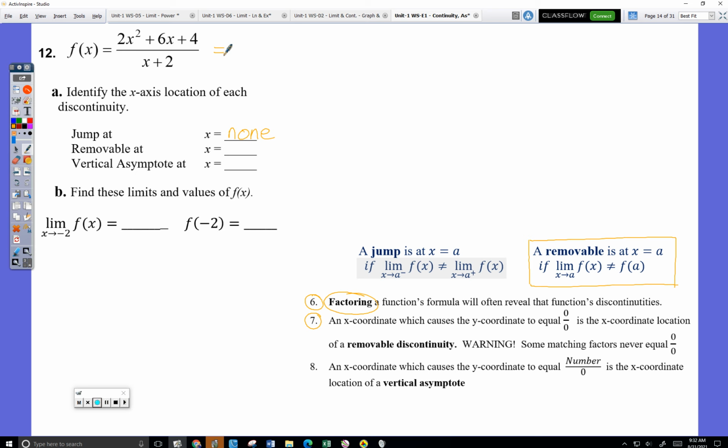So, I'm going to factor here. I'm going to pull a 2 from the top. That's going to leave an x squared plus 3x plus 2. And we'll have an x plus 2 on the bottom. Questions from anyone?